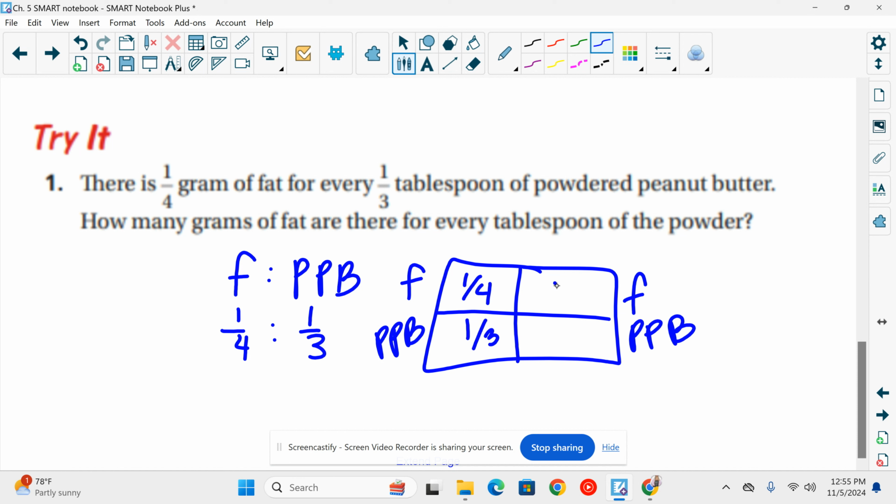We don't know how many grams of fat for every tablespoon, meaning singular, which tells me I'm finding the unit rate. So it's R to 1. So after I cross multiply and I divide, what do I get? 3/4. Positive. 3/4 grams of fat. Bravo. Okay, alright.